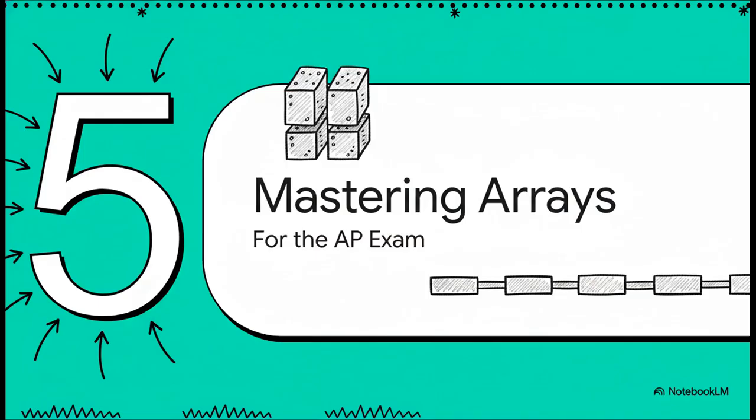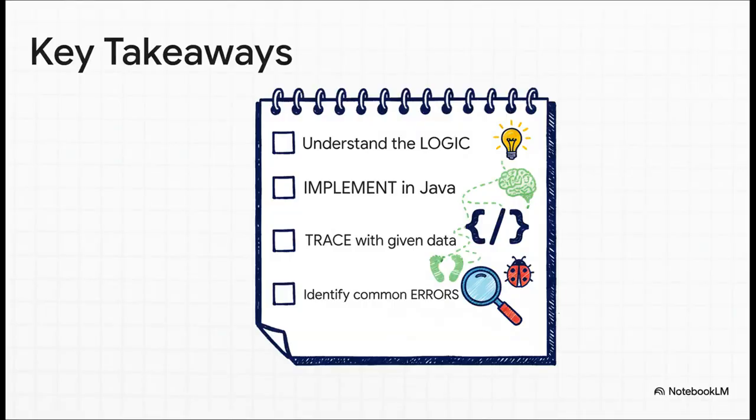Okay, let's start to wrap this up. So how can you take all this and really master arrays for that AP exam? Here's your checklist for success. Number 1, really understand the logic, the why behind the code. Number 2, you've got to be able to implement that logic in Java. 3, practice tracing the code. That means stepping through it with some sample data, just like the computer would. And finally, number 4, learn to spot those common errors, like the off by 1, before they even happen.